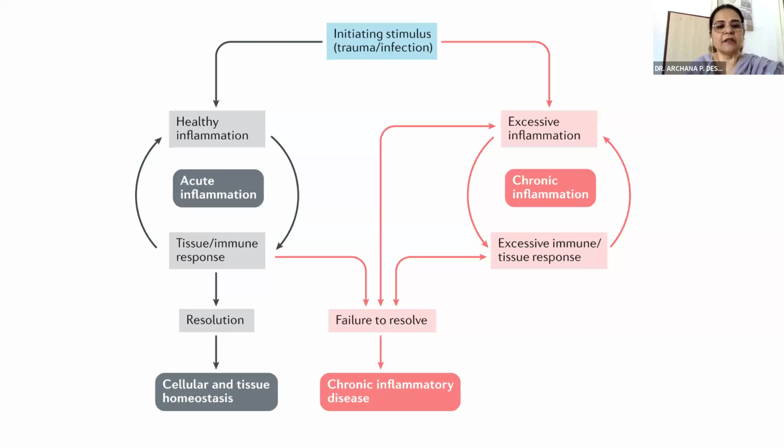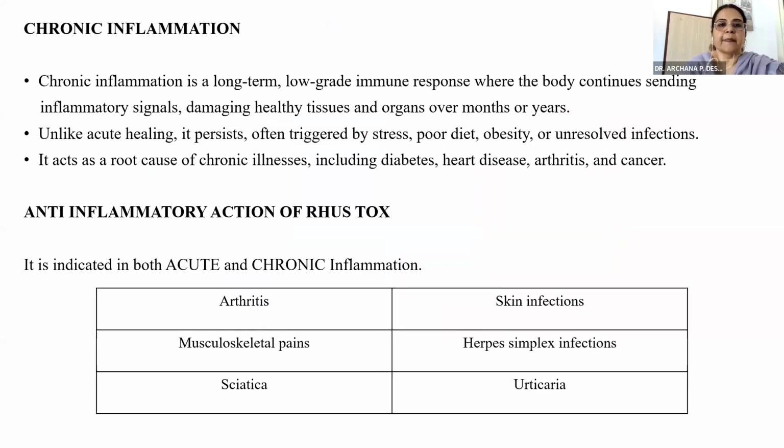So this is just another slide showing you that if the stimulus results first in acute inflammation, and if that fails to resolve, then it will turn into chronic inflammation. And chronic inflammation is important. Next slide, please. This is a low-grade, low immune response where the body is continuously sending inflammatory signals, and these are going to damage the healthy tissues and the organs over months and years.